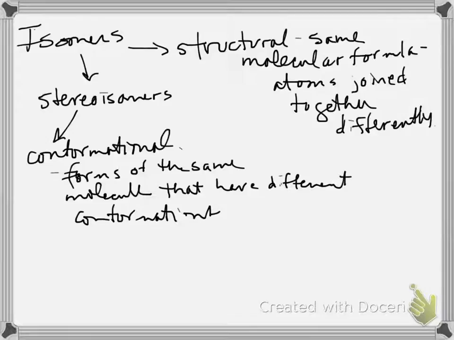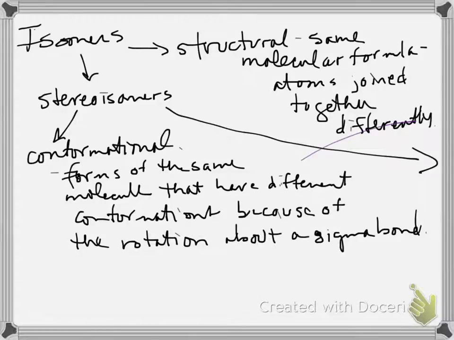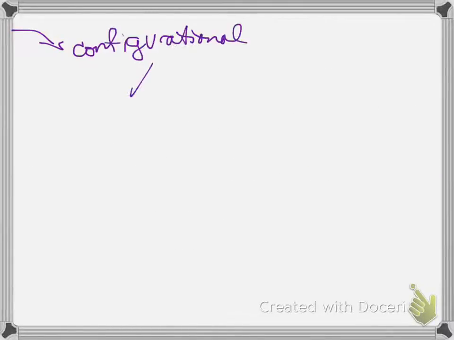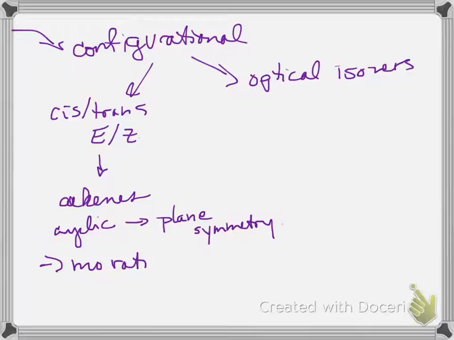These are the forms of the same molecule, but they have different conformations or arrangements because they can rotate about that sigma bond. And remember that a sigma bond is a single bond. Another type of isomer is a configurational isomer. These consist of both cis-trans, also EZ, and optical isomers. Remember, the EZ or the cis-trans can be alkenes or cyclic isomers.